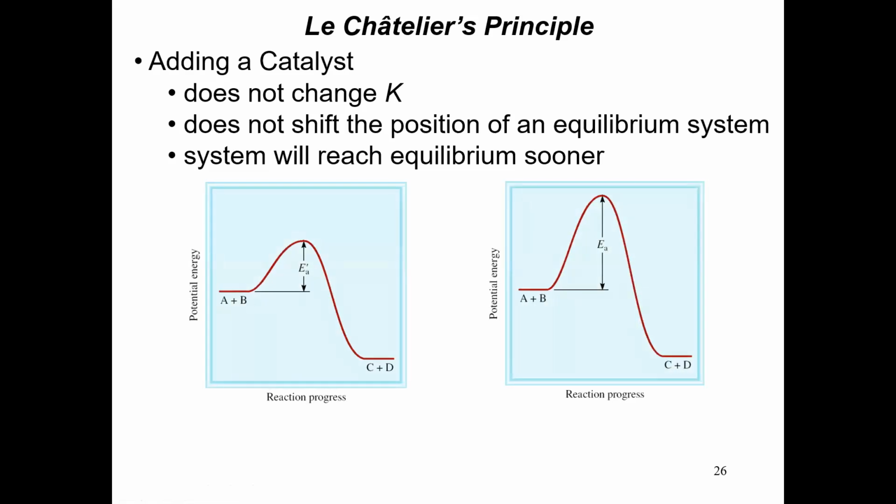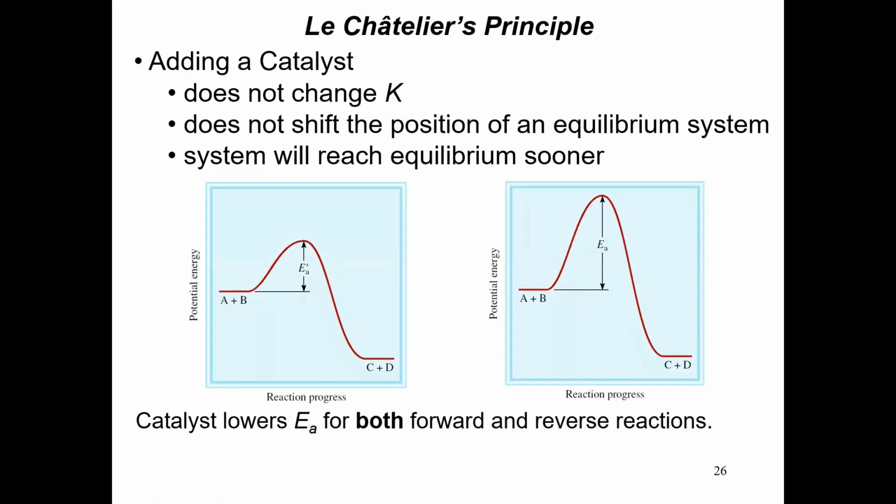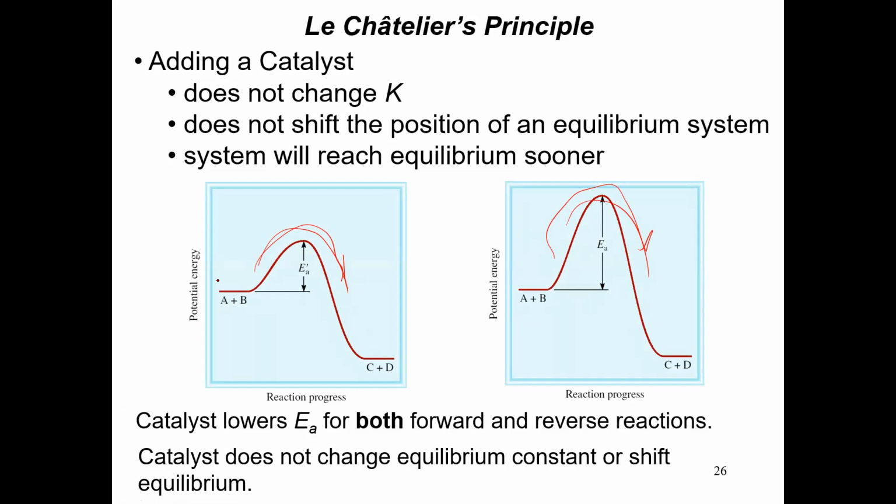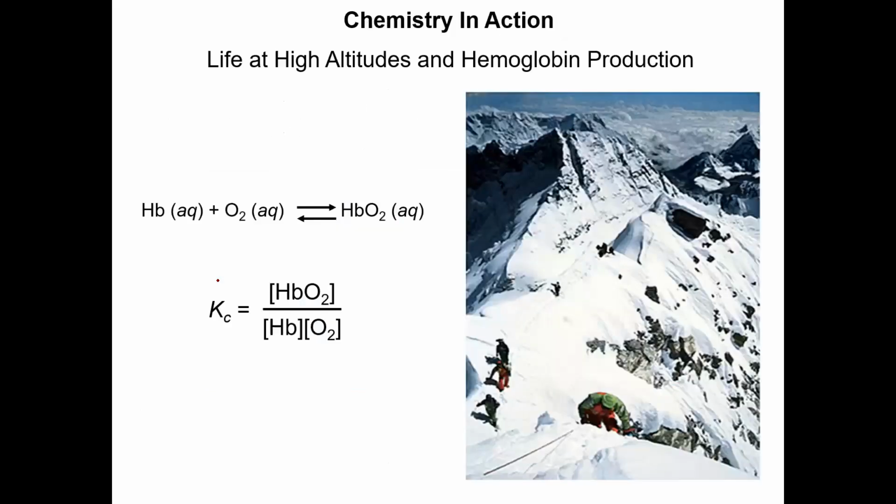So if you have the reaction in progress, potential energy, the catalyst lowers the EA for both the forward and the reverse reaction. In this case, the forward is there and the reverse is higher. This one is lowered and it goes back the other way. It does not change the equilibrium constant or shift the equilibrium. It just lowers the activation energy for both.